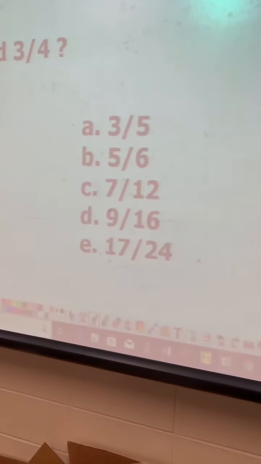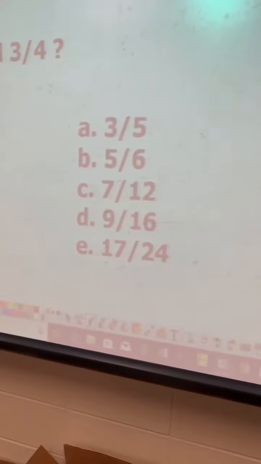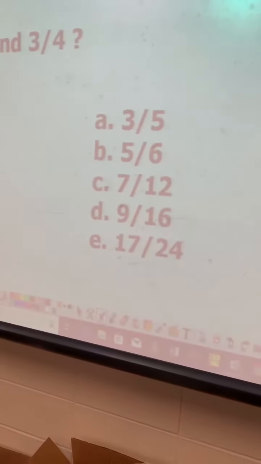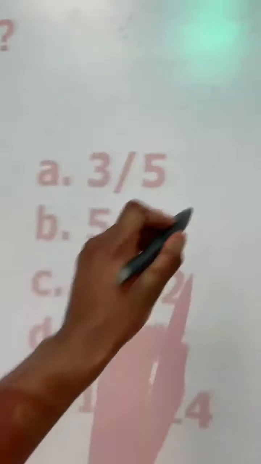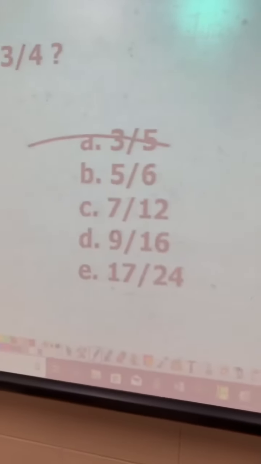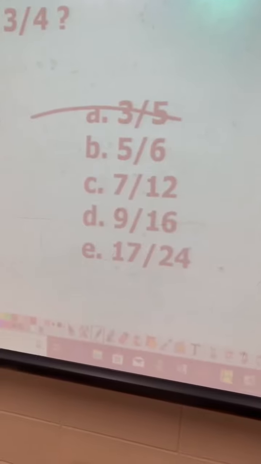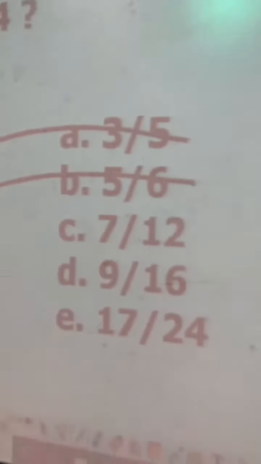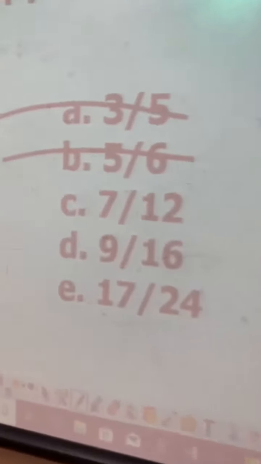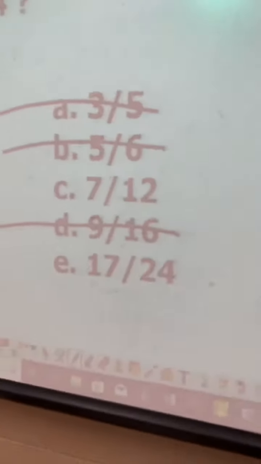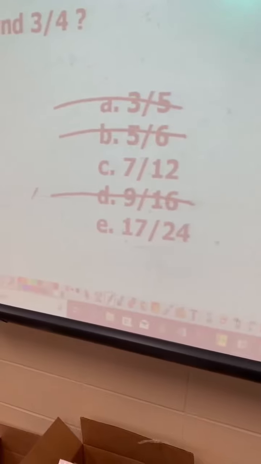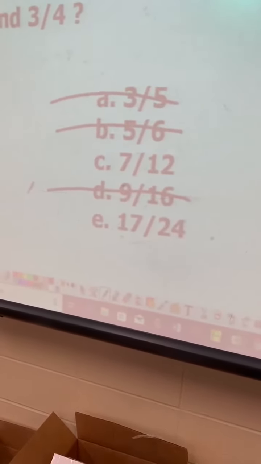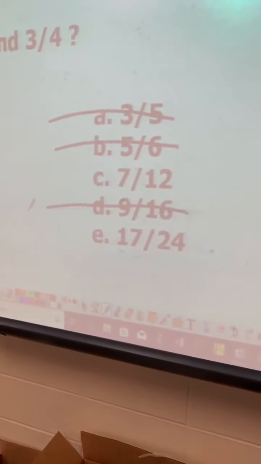If the least common multiple is 12, then there are certain denominators that must happen, and those denominators must be multiples of 12. So 3/5 would not even fit in there, right? Because that's not a multiple of 12. 6 is not a multiple of 12. 16 is not a multiple of 12. So it breaks us down to at least one of these two choices, just knowing that we have a multiple of 12 as our denominator.